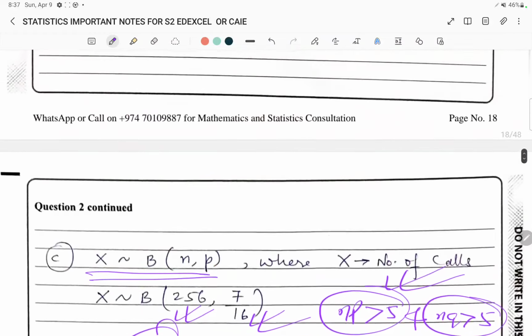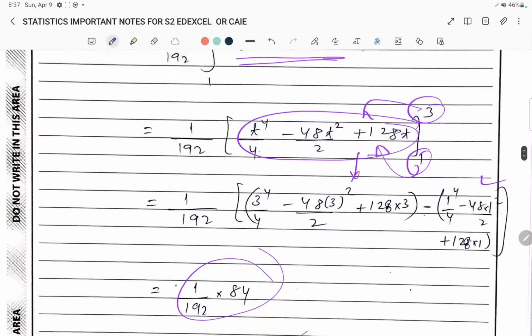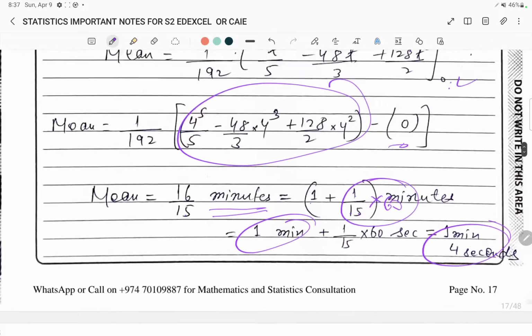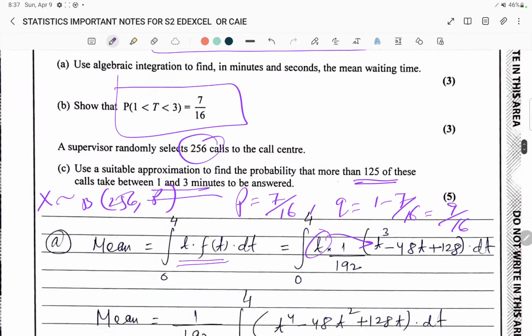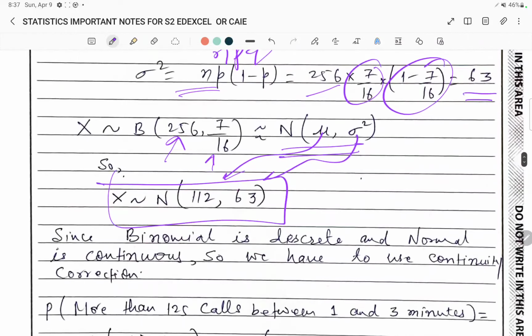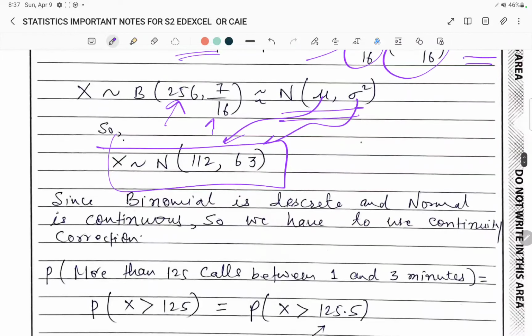But one thing we also have to make sure of, because we are talking about the number of calls, right? The number of calls is discrete, because it can be 255 calls or 256 calls, it cannot be 255.5 calls. But we are using normal approximation, and we know that normal approximation is basically used for continuous data. So we have to use continuity correction as well, since binomial is discrete and normal is continuous.